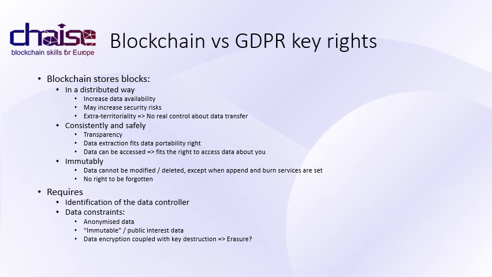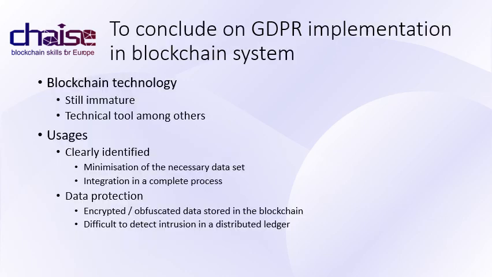Storing data in a blockchain means that data can be retrieved. This scopes GDPR constraints to anonymous or immutable and public interest data. For example, a diploma certification may be considered as public interest data. For more sensitive data or the implementation of the erasure right, this requires storing only encrypted data so that CRAB services can be deployed. So, it sounds possible to implement GDPR in blockchain systems.